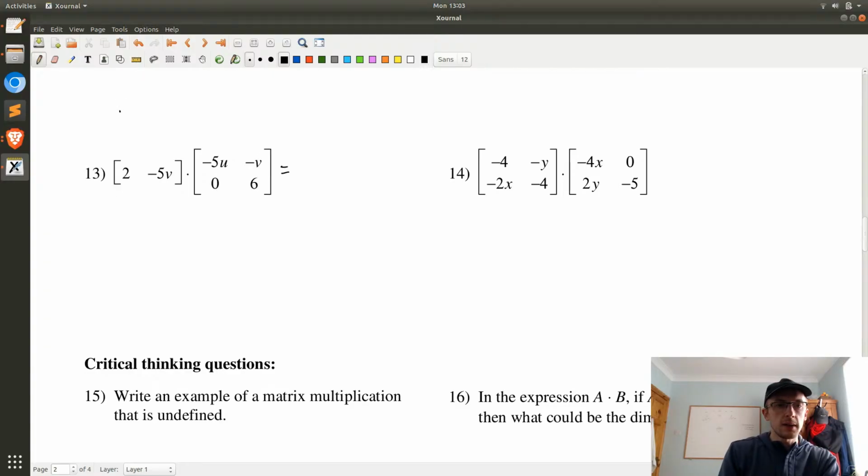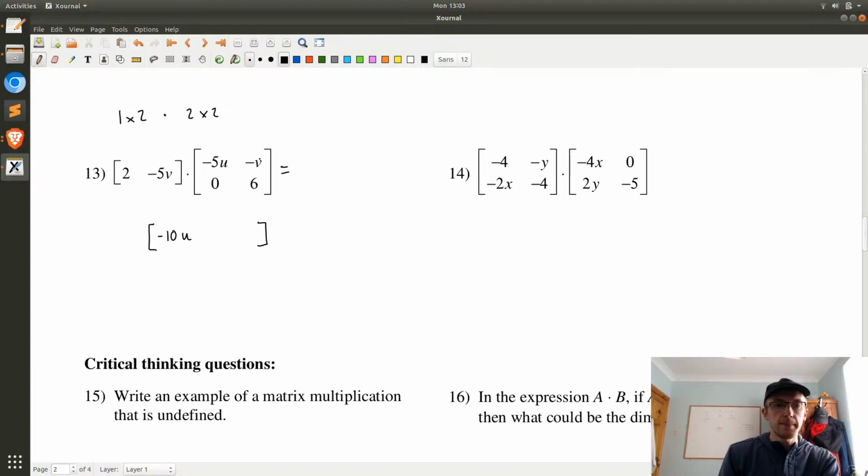We have a 1x2 matrix multiplied by a 2x2 matrix. They agree upon the inner entries, so it's going to be a 1x2 as a result. But what will it look like? It's like 2 times negative 5u, which is negative 10u, plus negative 5e times 0. So really, it's just negative 10u.